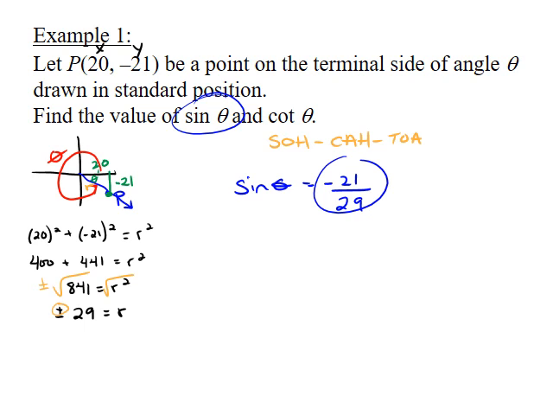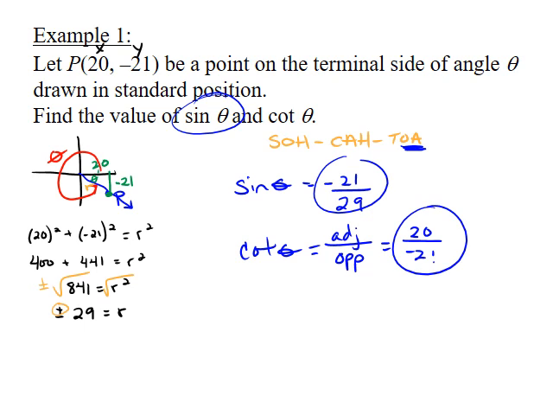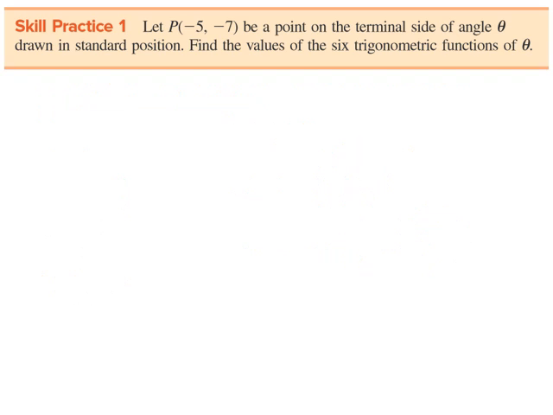And then we also want cotangent of theta. Remember, tangent is the opposite over the adjacent, so cotangent is going to be the adjacent over the opposite. So in this case, the adjacent is 20 and the opposite is negative 21. And there we have the answers. Why don't you give this one a try?